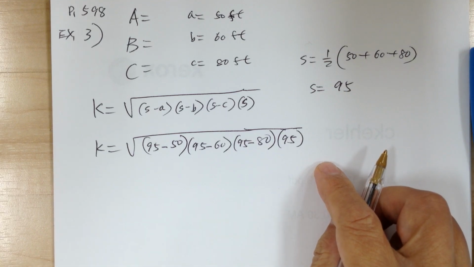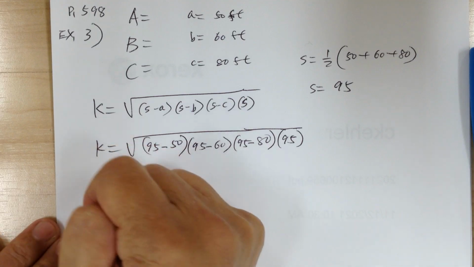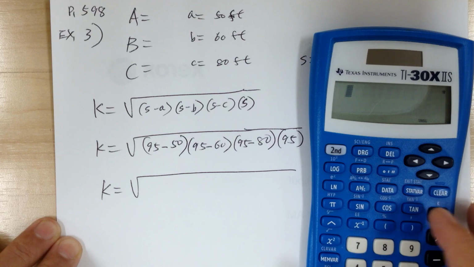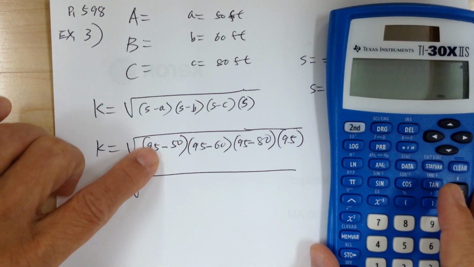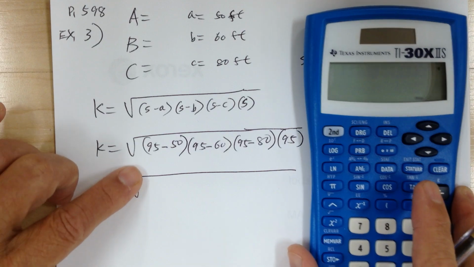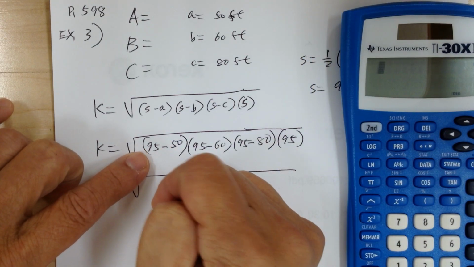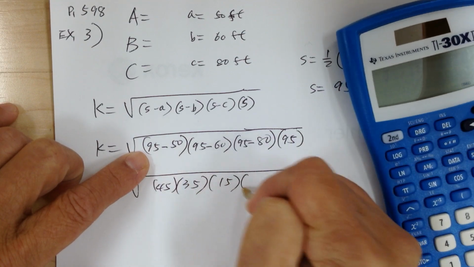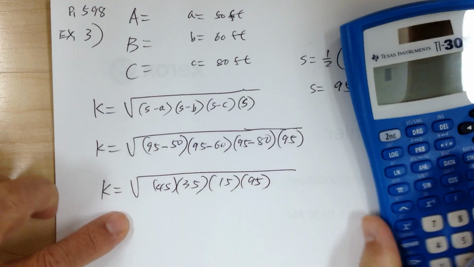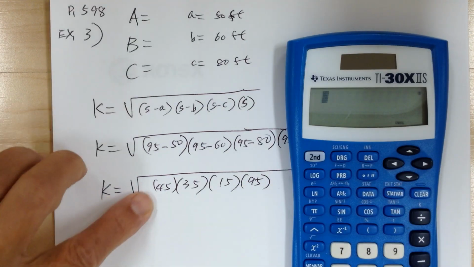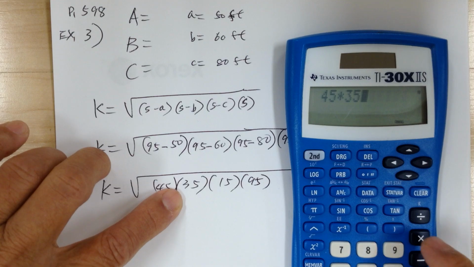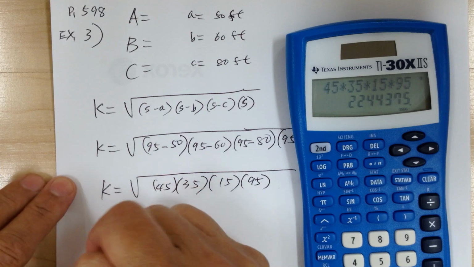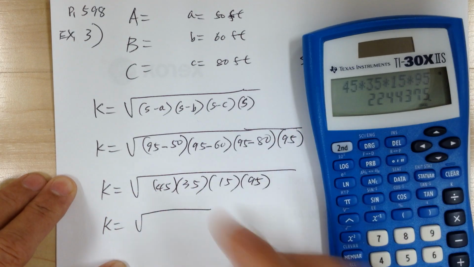So now you're punching all the numbers. This one you have to be very careful, so I'm going to just work it out first. So this would be 45, this would be 35, and this would be 15, and 95. So you can work out one step at a time. So I'm going to clear. I'm going to have 45 times 35 times 15 times 95 equal. So k equal to square root of that number, big number.